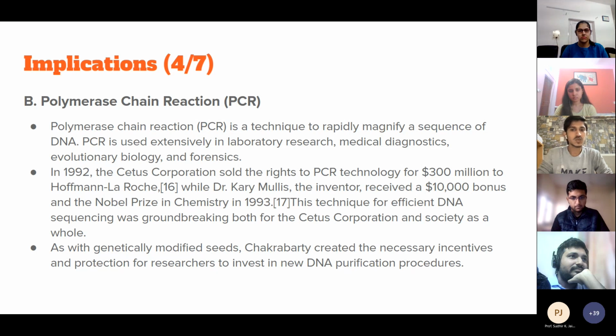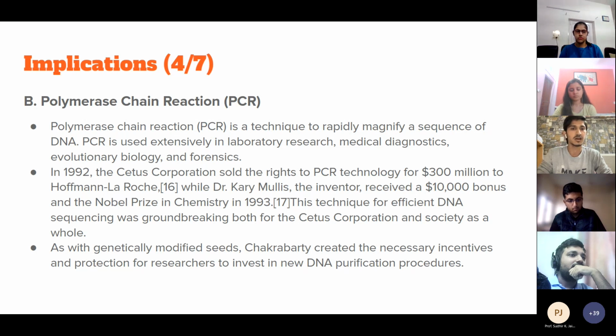The second case which we are going to discuss is the polymerase chain reaction. PCR is an extensively used technology in research laboratories and medical diagnostics. This technique of efficient DNA sequencing was a breakthrough for society as well as for Cetus Corporation, because in 1992 Cetus Corporation sold its PCR technology rights for around $300 million, and the inventor himself got a Nobel Prize. This would not have been possible without this decision of the Supreme Court in the Chakrabarty case.